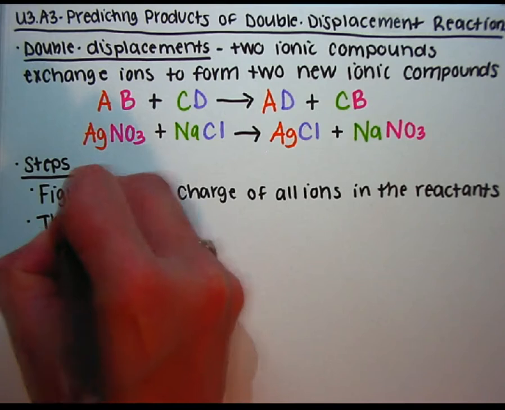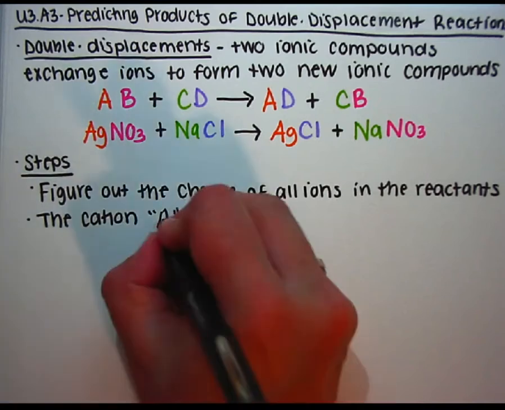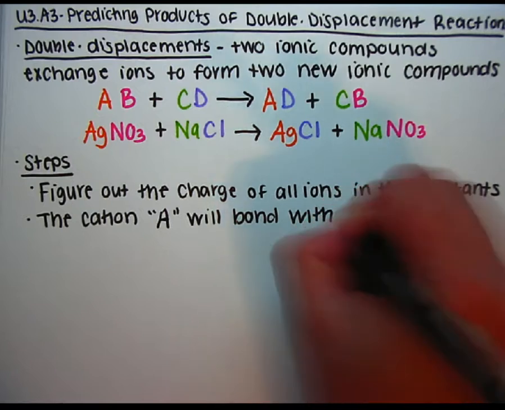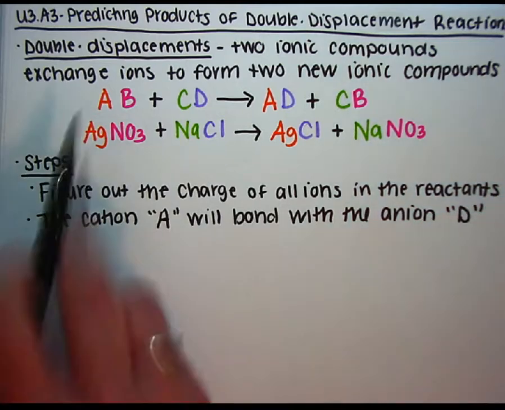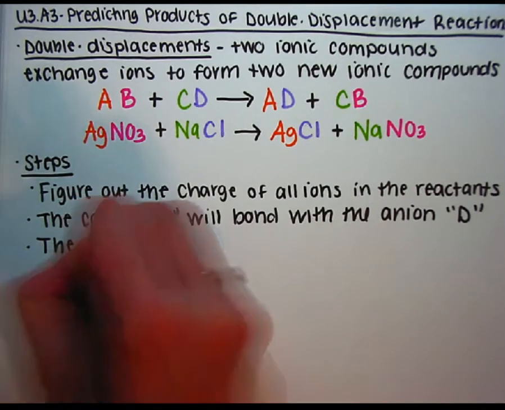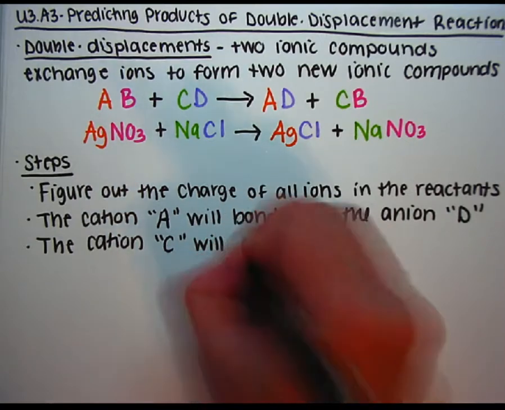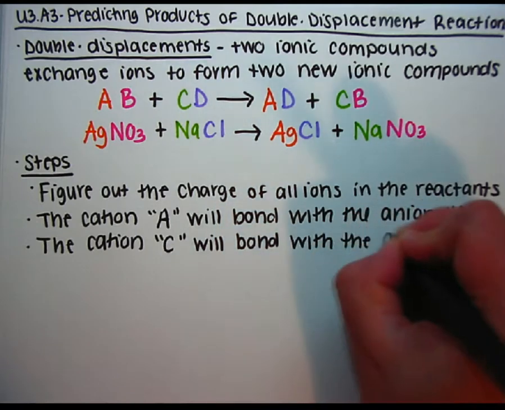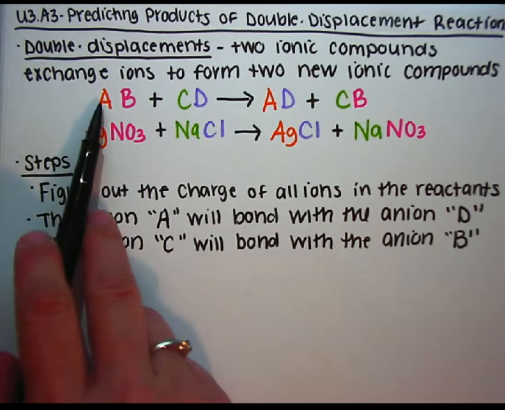Next, the cation A will bond with the anion D. A will bond to D. The cation in position C will bond with the anion B. You're just switching ions, positive of the first, negative of the second.